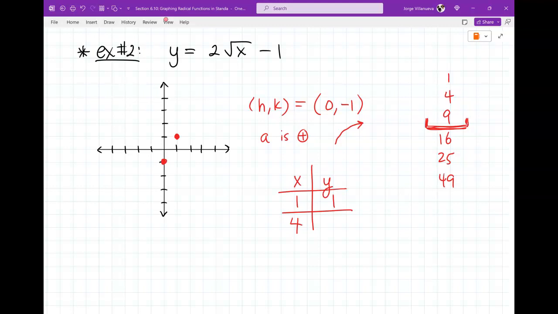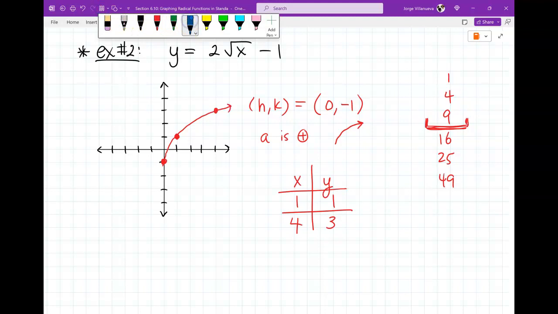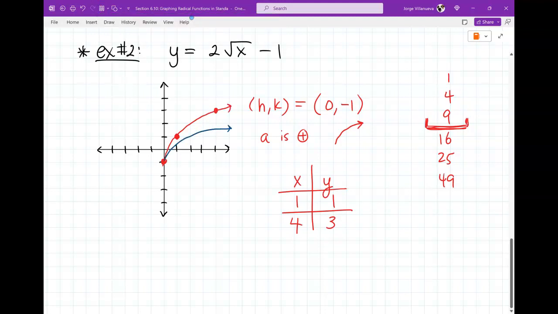So if I plug in a 4, what's the square root of 4? 2, and 2 times 2 is 4, minus 1 is 3. So at 4, it should be 3. So here's my graph. Now, I don't know if you remember, but earlier I said if you did this, I'd be happy. But is that the right graph? It's off, right? It's off by a lot. That's what I'm saying. Sometimes you might want to pick a couple points just to be a little more accurate.